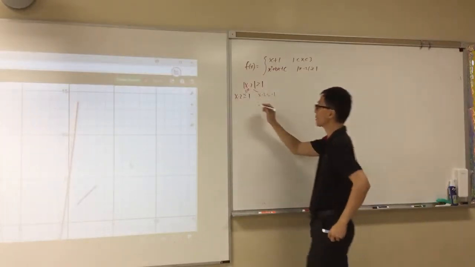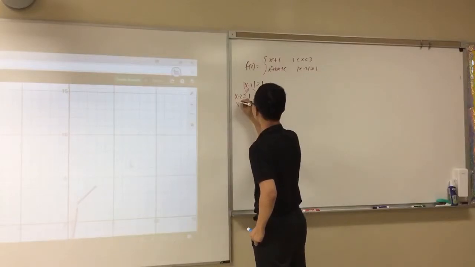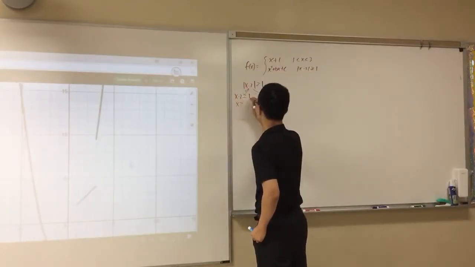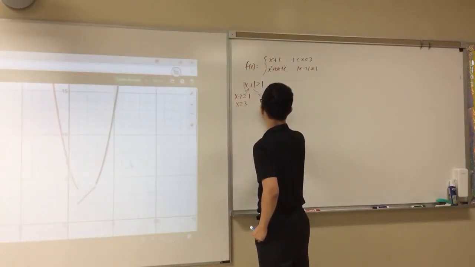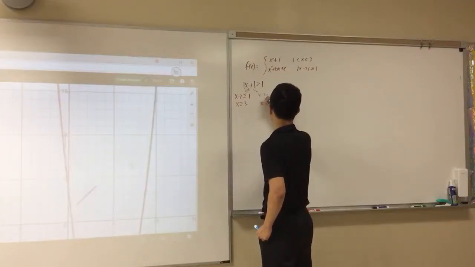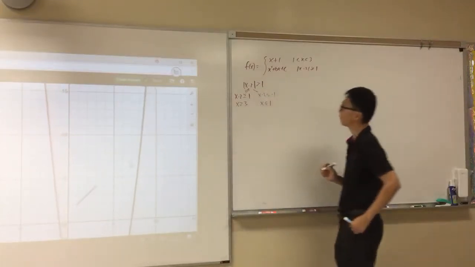And you're going to solve for both systems, so it's going to be what? X greater than, plus 2, so it's going to be 3. And this one's going to be what? X less than what? Plus 2 is going to be 1. Does that make sense?